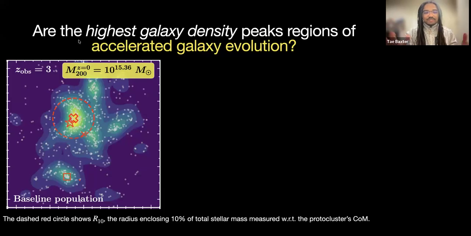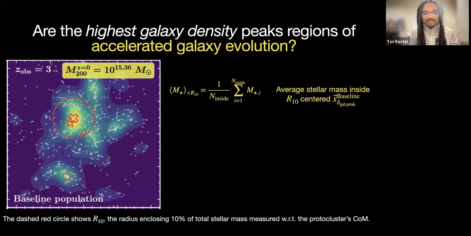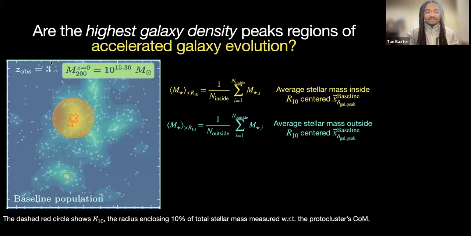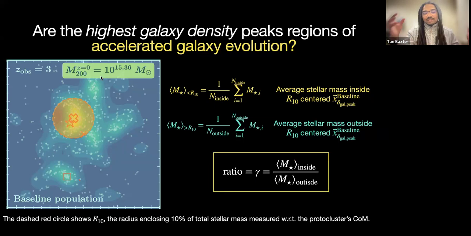So how do we do this? One way is to take a protocluster at some time in the universe, and we find the densest region, and we look at the average, for example, stellar mass within this dense region and compare it to the average stellar mass or star formation activity outside of this region. Shown in yellow and blue respectively. And then you can take this ratio, and if this ratio is greater than 1, we know that we're seeing an enhancement in the densest region. If it's less than one, we see a suppression or a depression.